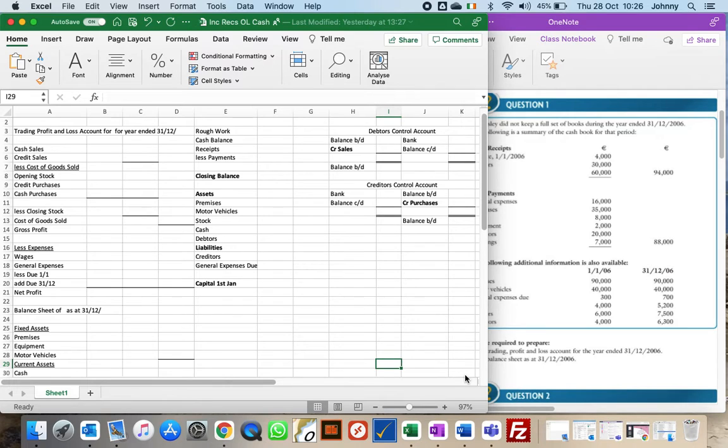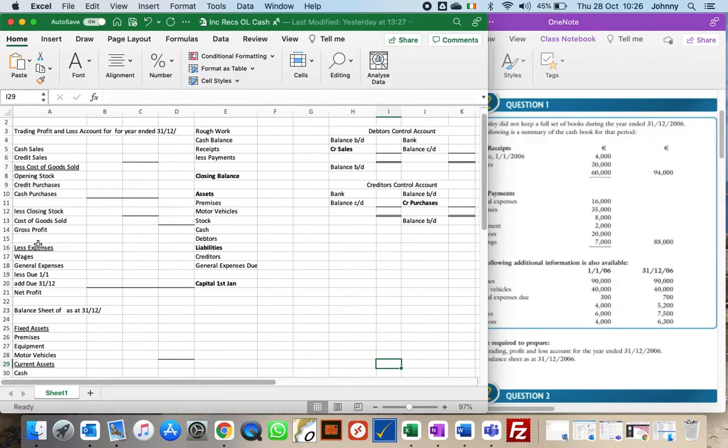Incomplete records. So basically the scenario here is somebody who is running a business doesn't keep a very good set of accounts. From that we have to work out how much profit we made and how much the business is worth, but we have to do that by deducing from basic information, like what cash we have at the beginning and the end, what payments we made, and what assets we may have at the end. So we start off by doing our rough work.